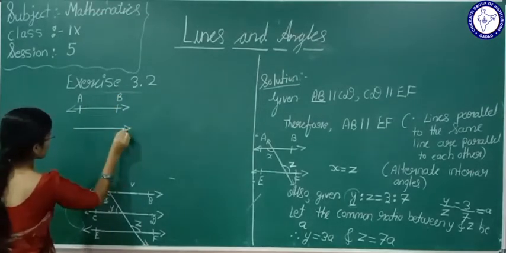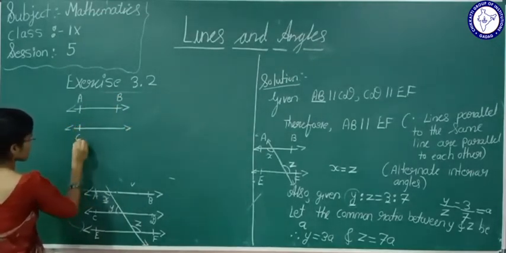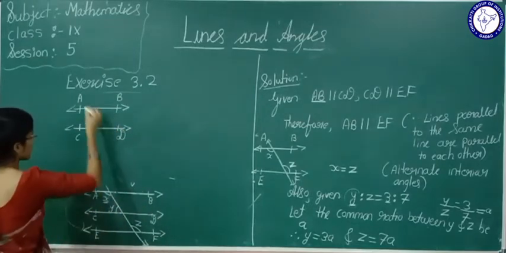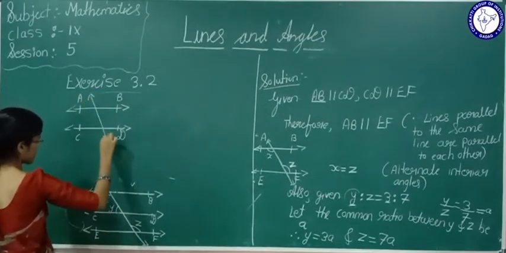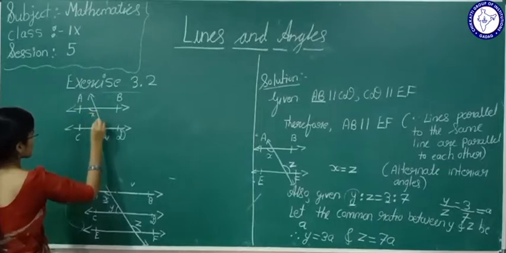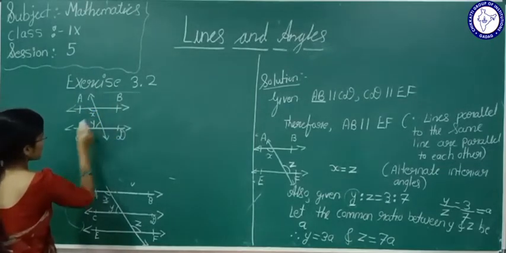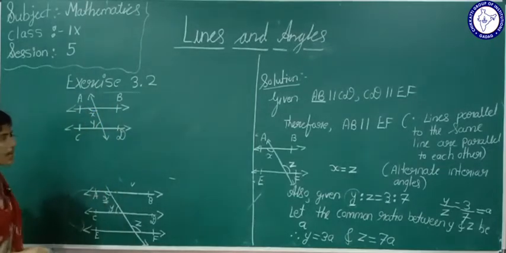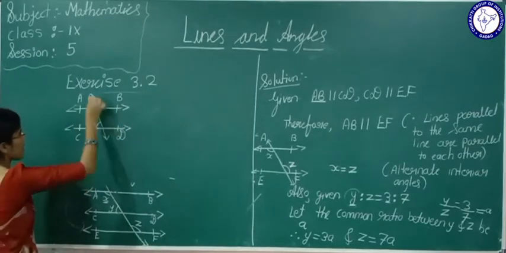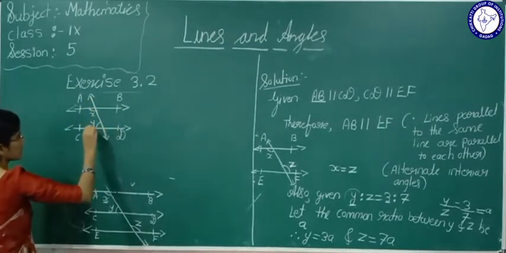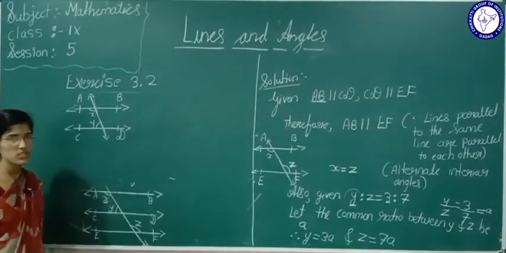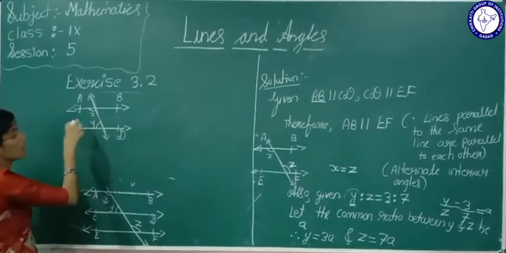AB and CD, here x, y. AB is parallel to CD. We knew that AB is parallel to CD and this is a transversal. What is the relation, students, between x and y?